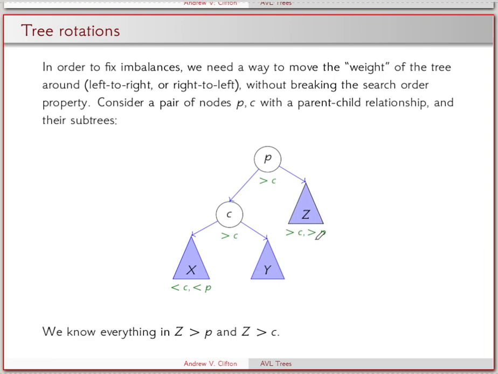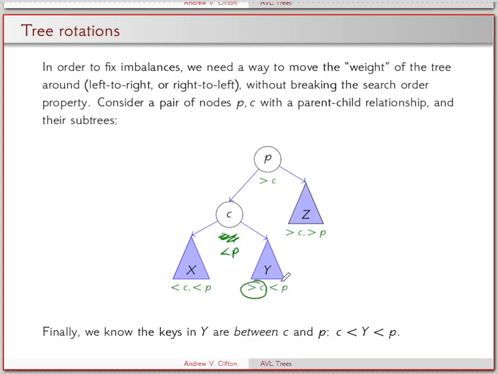Likewise, what do we know about Z? We know that Z is all the stuff that is greater than C and P. It's all the stuff that's bigger than both of those. And then finally, what do we know about Y? We know that Y is all the stuff that is in between C and P. So it's stuff that is greater than C, but less than P. It's in the middle of those things.